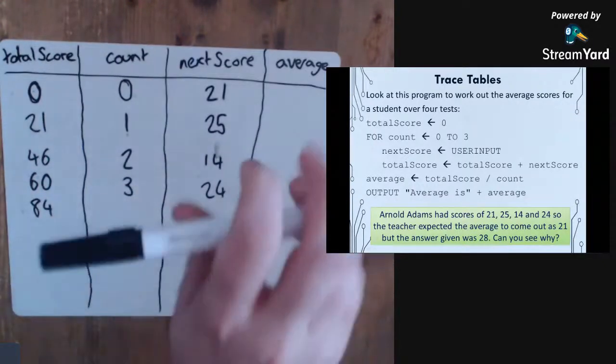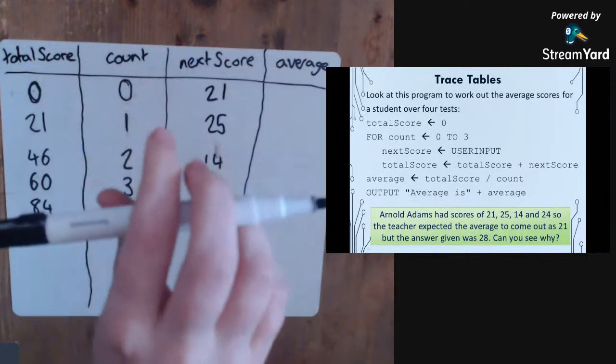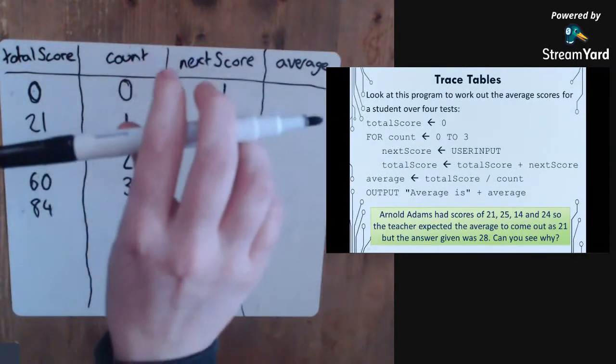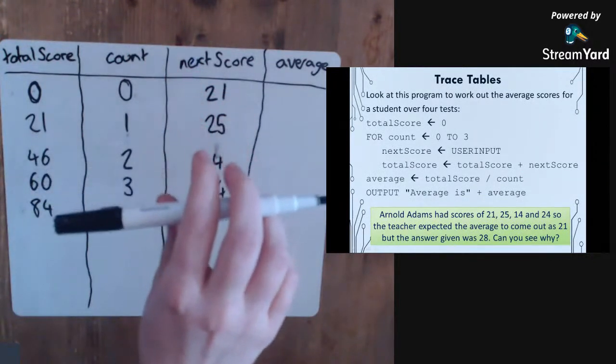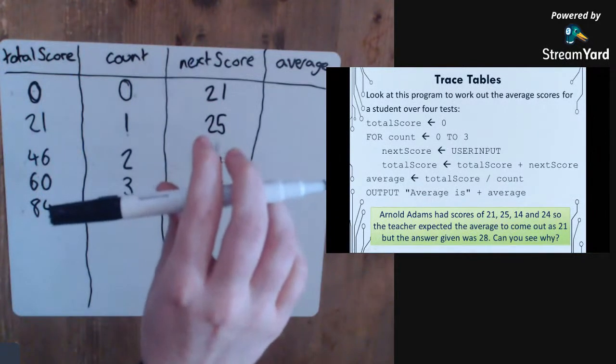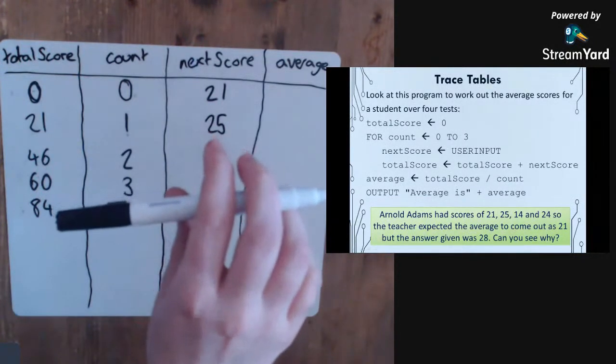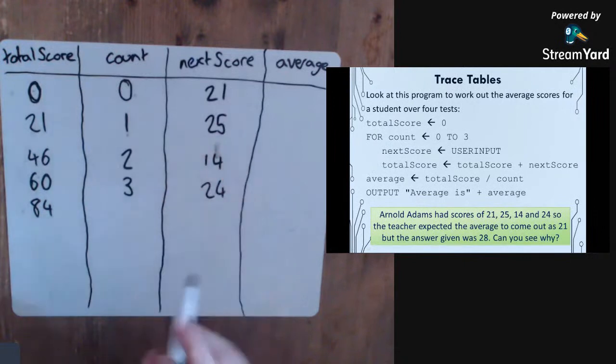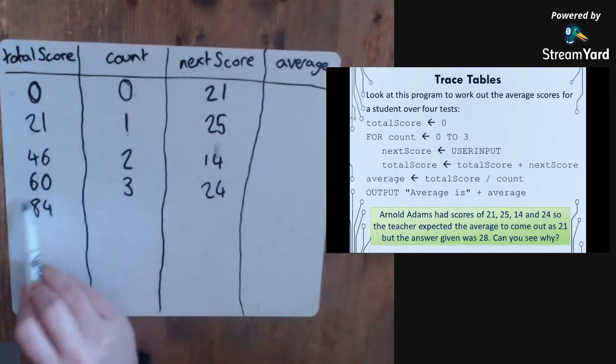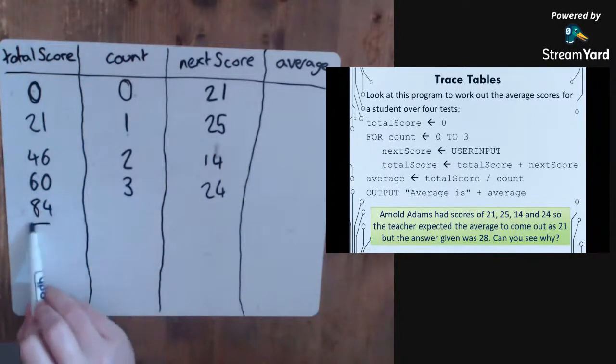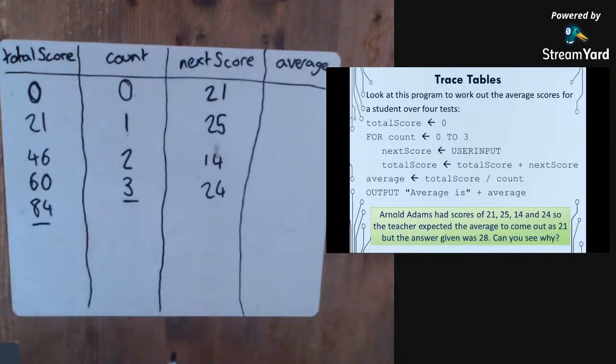Okay. So now we're out of the loop because we don't need to go back to the beginning of that for. We can just continue from there. So average becomes total score divided by count. So it says total score, which is 84, divided by 3. So 84 divided by 3. You could do a quick little calculation there.